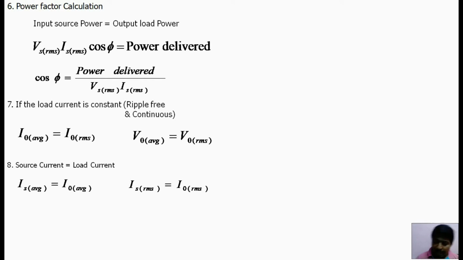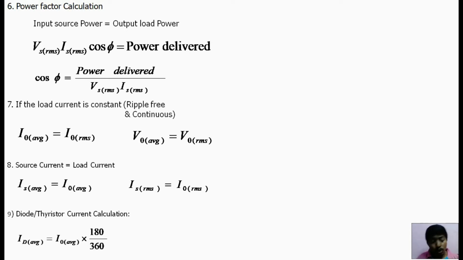Then the ninth formula: diode or thyristor current calculations. We know that a diode or thyristor conducts 180 degrees out of 360 degrees. So ID average or IT average is equal to I0 average into 180 by 360, because each diode conducts 180 degrees out of 360. ID RMS is equal to I0 RMS into root of 180 by 360, because it is the RMS value.